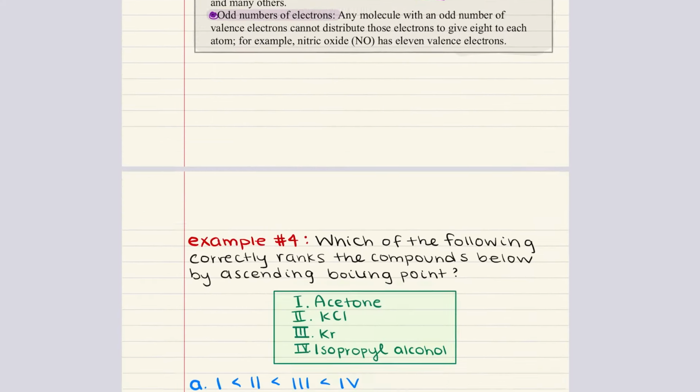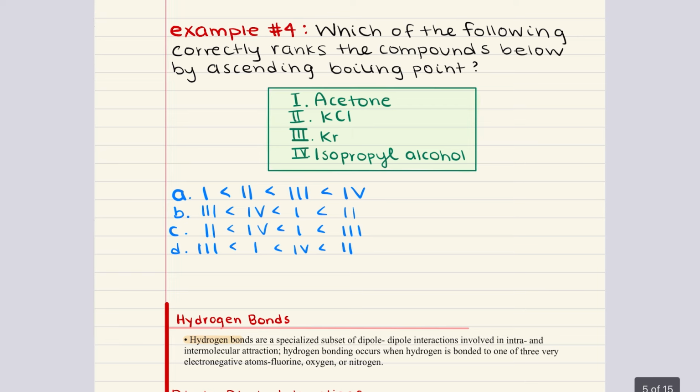Let's go ahead and do problem 4. Problem 4 says, which of the following correctly ranks the compounds below by ascending boiling point? We have acetone, potassium chloride, krypton, and isopropyl alcohol. Now, to determine which option correctly ranks the given compounds by ascending boiling point, it's going to be important to understand the factors that influence boiling points.